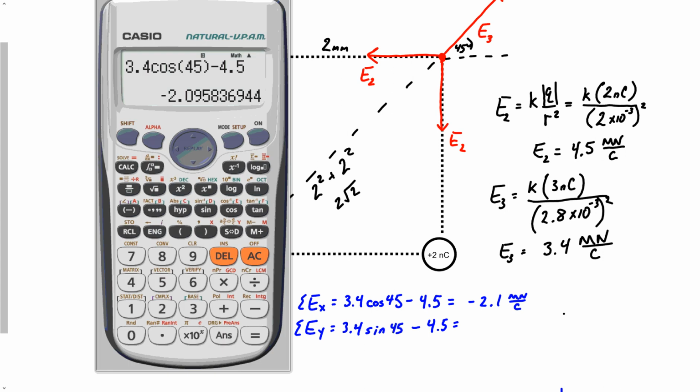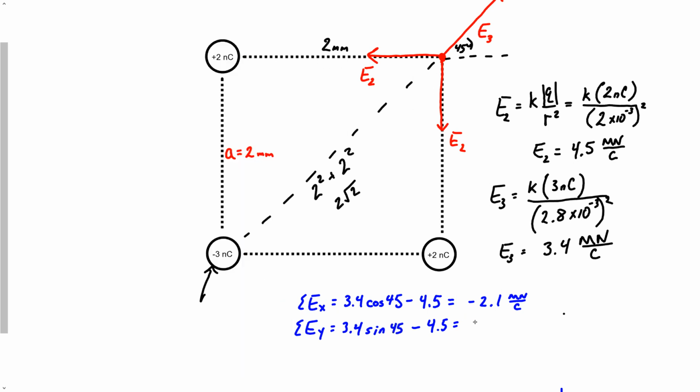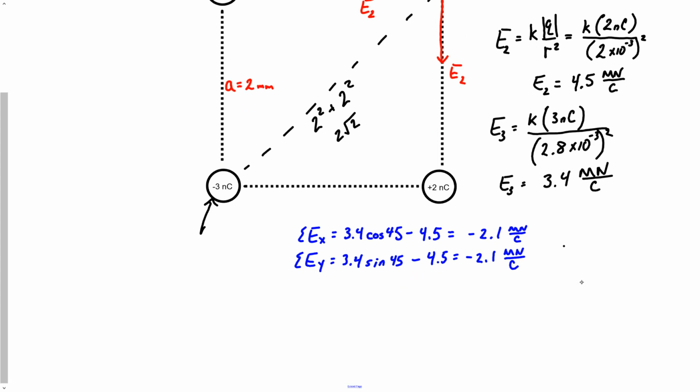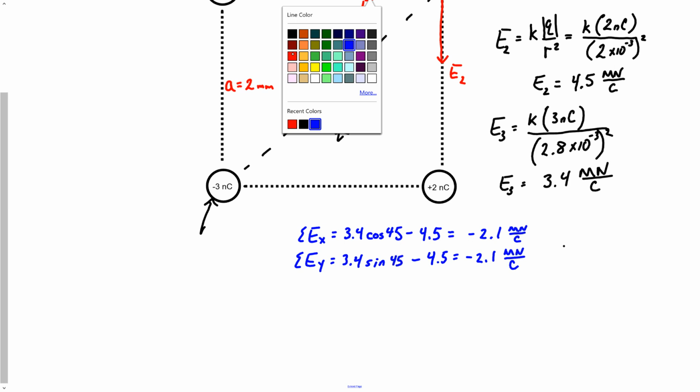And now let's go back and take a look at the other one, 3.4 sine of 45 minus 4.5. What we get on that, in terms of the y, is a negative 2.1, and my unit was a meganewton per coulomb on that as well. Here's what's neat, that makes doing the rest of this math very easy, right? So what does my final electric field look like at that point?